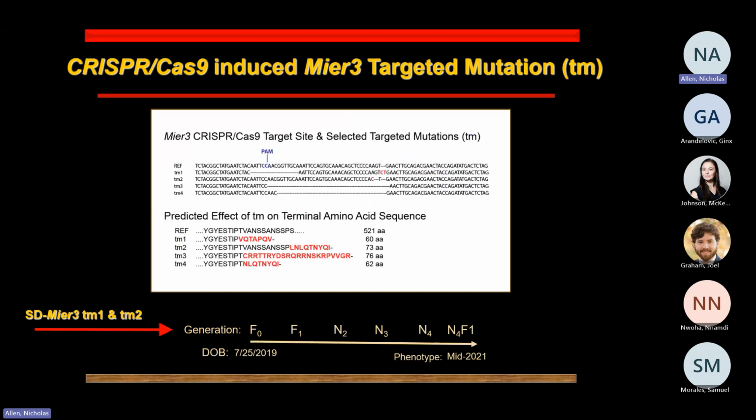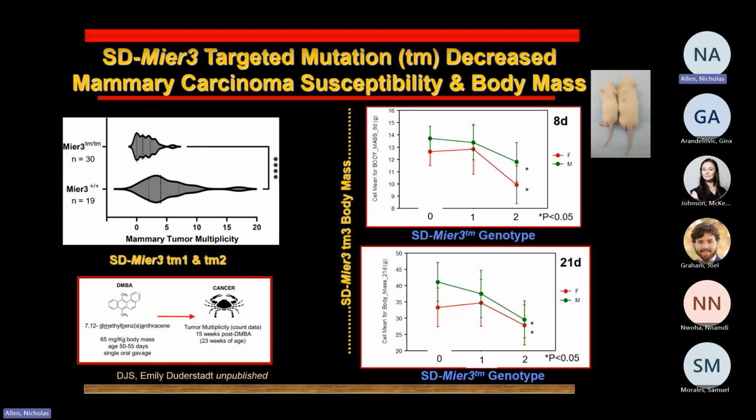So we've knocked it out. We've used CRISPR-Cas9. Now we're doing some engineering, right? This is engineering the rat genome to not express this MIR3. So we've done this whole body knockout.